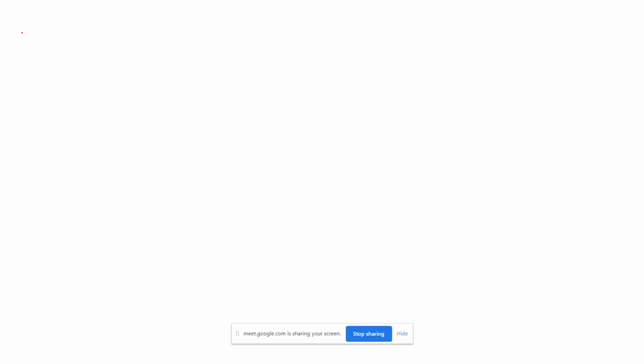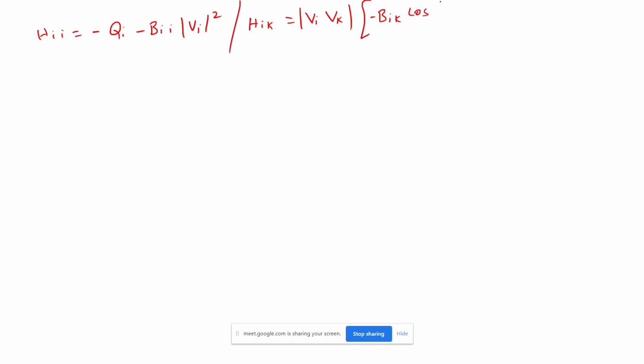First, we all know that Hii is nothing but minus Qi minus Bii Vi square. So we have derived this, how it came also. Same like that for Hik, the value is Vi Vk times minus Bik cos del i minus del k plus Gik sin del i minus del k. So these are the two things I need to take.